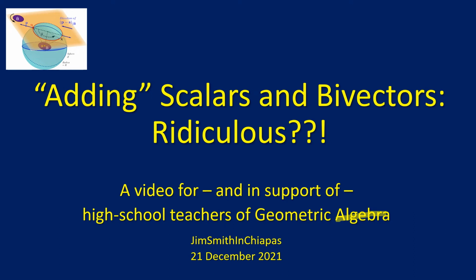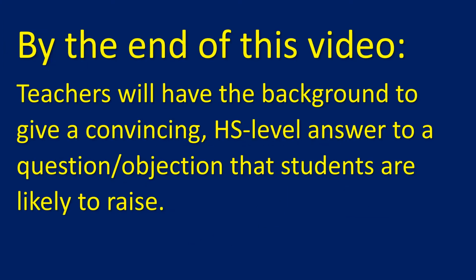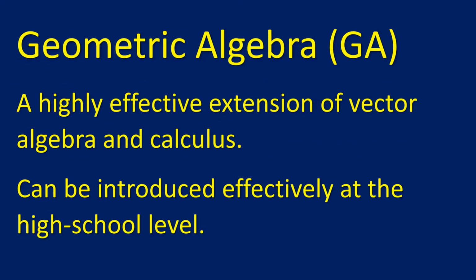In this second video that's for and in support of high school teachers of geometric algebra, we'll discuss a common objection to geometric algebra, which is the adding of scalars and bivectors. By the end of this video, teachers will have the background to give a convincing high school level answer to a question and objection that students are likely to raise, and indeed it's raised commonly by physicists and mathematicians.